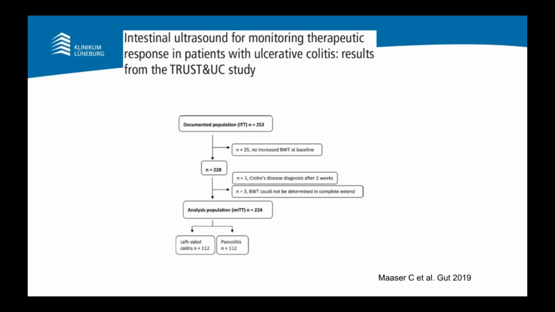25 were taken out or stopped after baseline since no increased bowel wall thickness was detected. 228 continued. 1 was withdrawn because of Crohn's disease diagnosis 2 weeks later, and 3 actually the bowel wall thickness could not be determined in complete extent. So the analysis population was 224, so a very large number of patients prospectively evaluated. Left-sided colitis in 112, pancolitis in another 112.